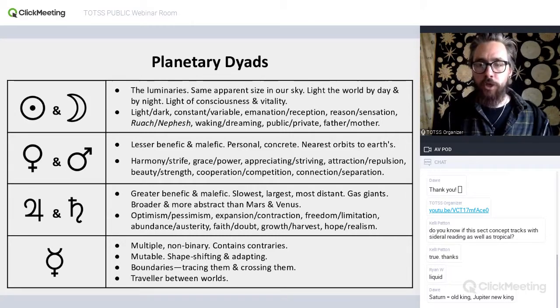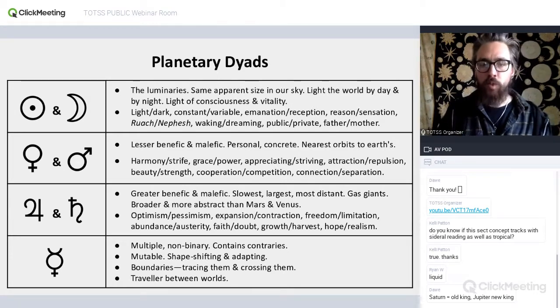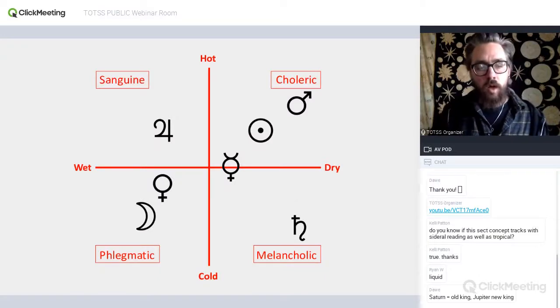So Mercury is mutable, shape-shifting, and adapting. And Mercury talks a lot about boundaries, both tracing and creating boundaries, as well as crossing boundaries. If you're familiar with the Herms from the Greek tradition, those boundary markers, that's a really nice symbolic, archetypal reference point. All right, and then Mercury, as we'll see more when we talk about the god Mercury and Hermes, is the traveler between worlds who moves from one category to another and isn't restricted by categories.